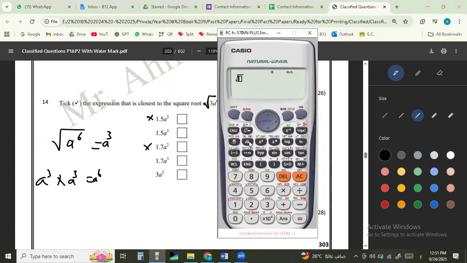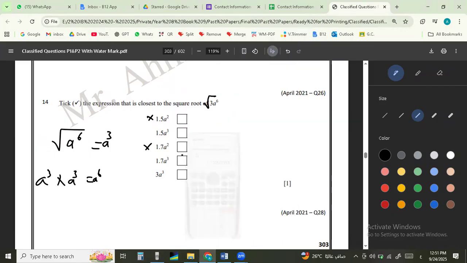You're going to find here the square root of 3 is going to give you 1.732. So it is 1.7. The only one that is correct is this one, 1.7. We agreed a to the power of 3. So it is this answer. Let's continue.